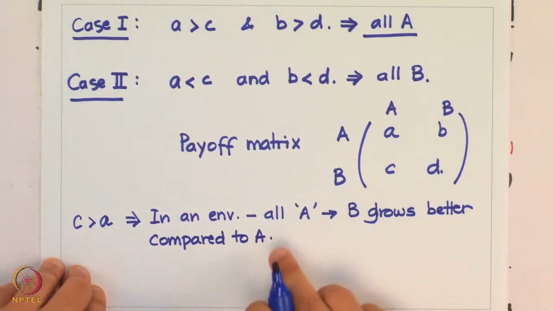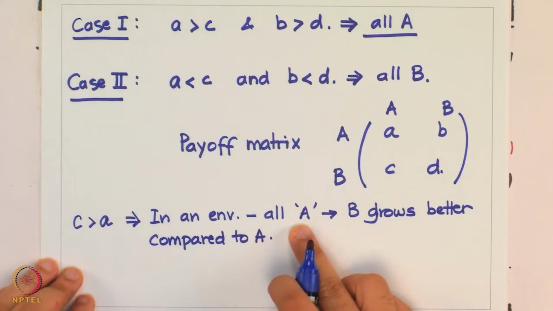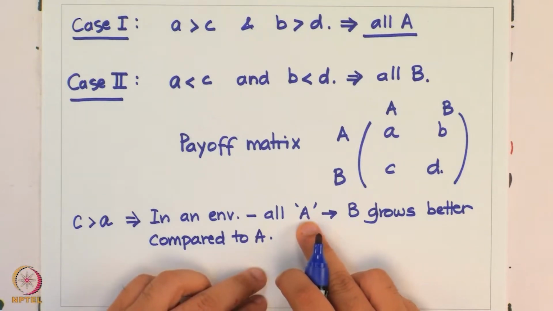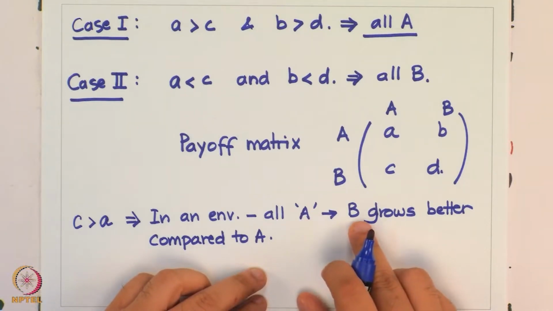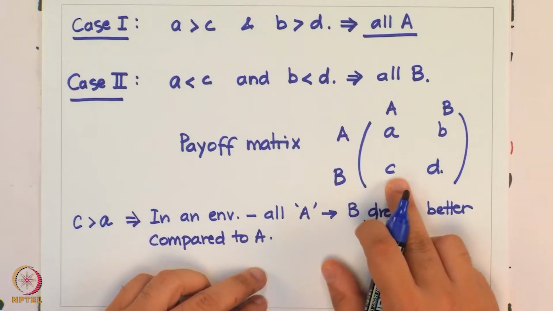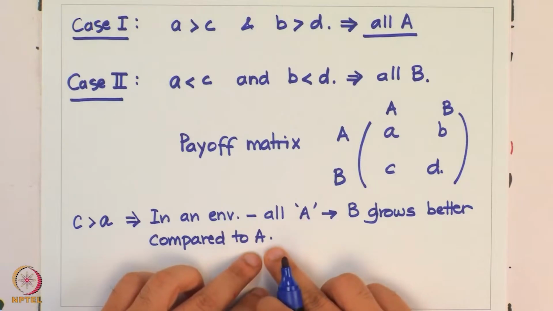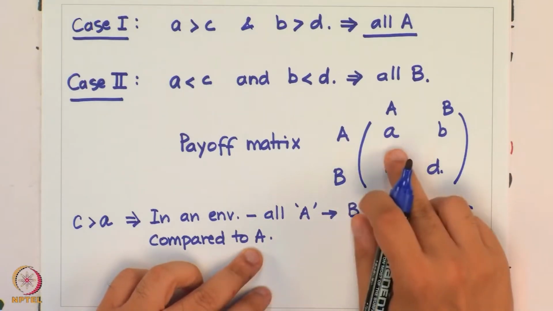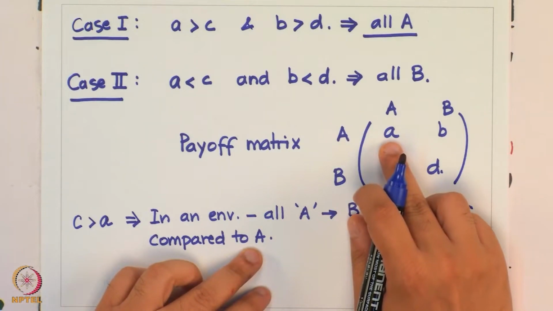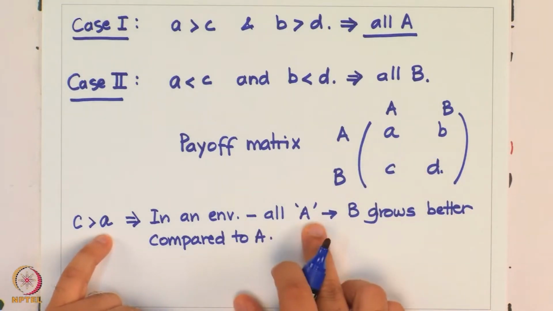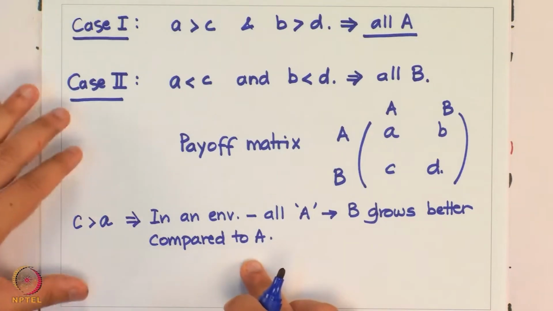So, this is an environment where everybody else is an A genotype, and to this environment if you add an individual of genotype B, that individual grows at growth rate C, and if to the same environment you add an individual of genotype A, that individual grows at growth rate A. If C is more than A, you are saying that in this particular environment B grows better compared to A.